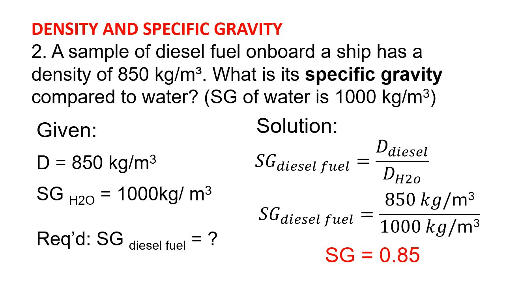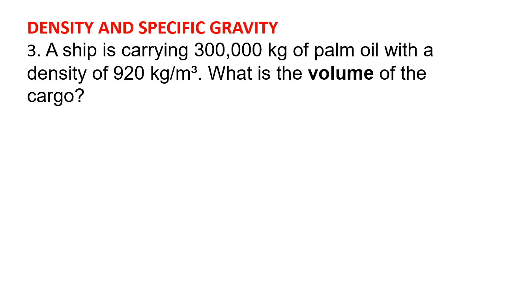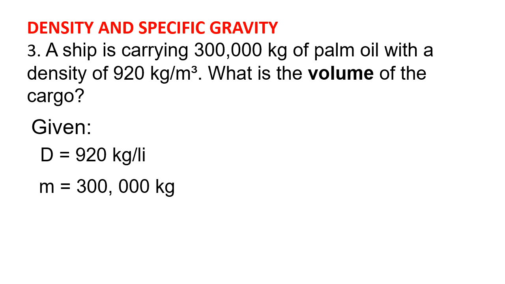Let's proceed to the third problem. A ship is carrying 300,000 kilograms of palm oil with a density of 920 kilograms per cubic meter. What is the volume of the cargo? Now this time, we are given the density of palm oil, which is 920 kilograms per cubic meter, and the mass, which is 300,000 kilograms. We are required of the volume.